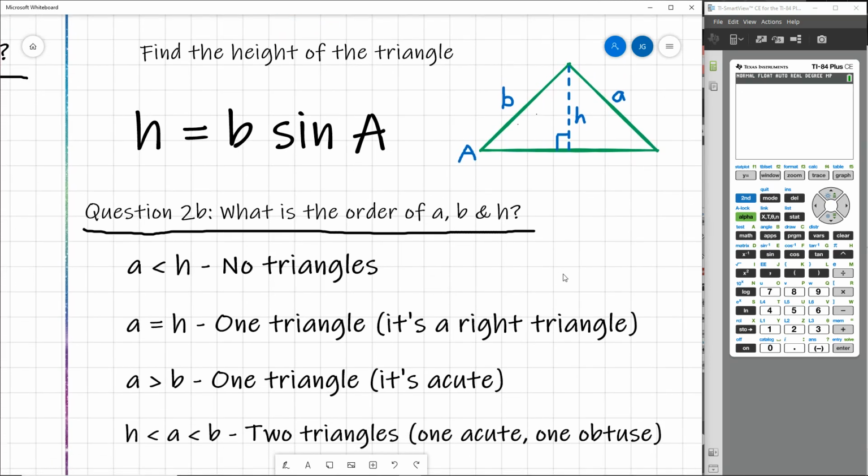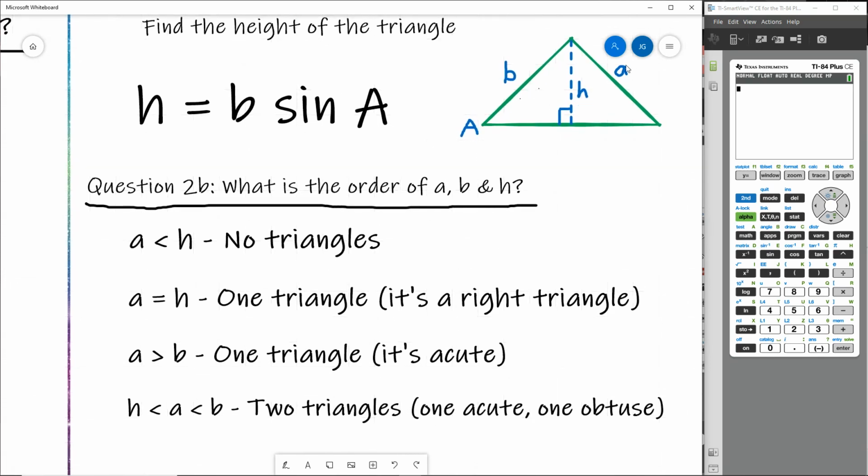If it turns out that a, our opposite side to our angle A, is less than h, it's not possible to form a triangle. Okay? We stop right there. There's no more work to be done.